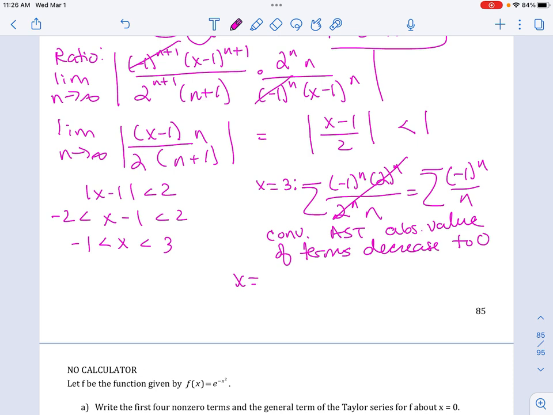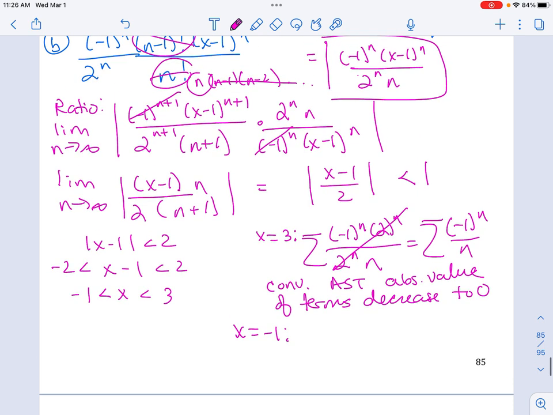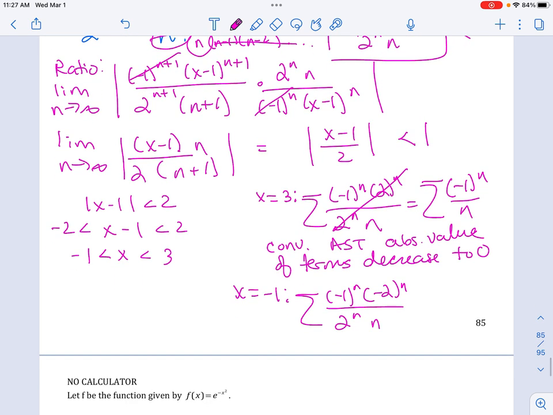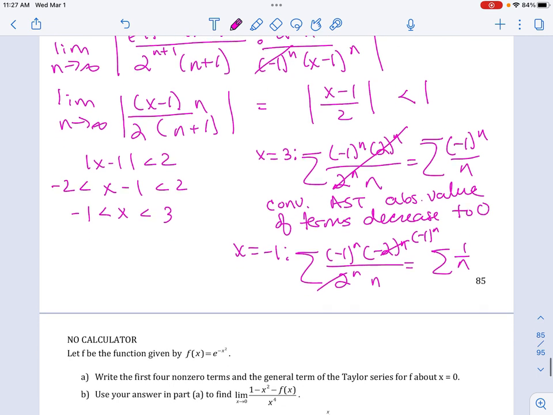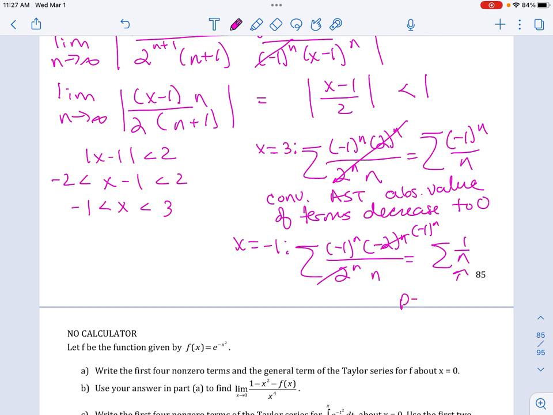Now let's do the same thing with x equals −1. So again, I'm going to go back up here and plug in −1 for x. So if I do that, I end up with this. Notice what happens is the 2^n's will still drop out, but I'll be left with the (−1)^n here. But then (−1)^n times another (−1)^n is (−1)^(2n), which is always positive. So this really simplifies to this, which is a p-series that diverges.